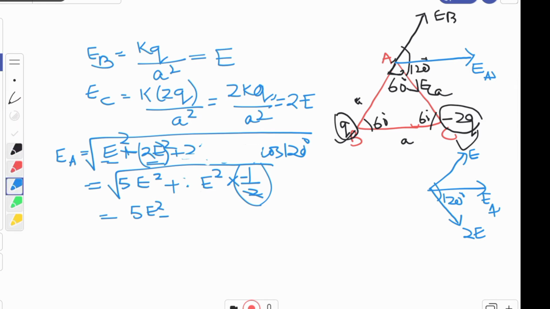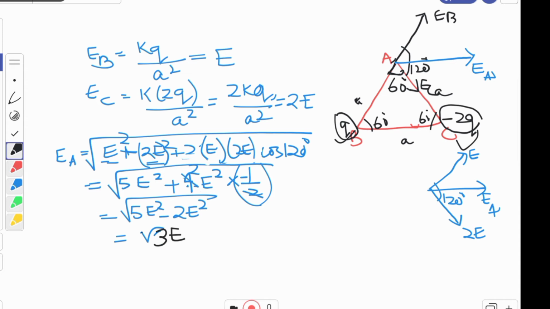Okay. So 2E into 2E, so here 4E square. So 4 gets cancelled with 2. So 5E square minus 2E square. So that is how much? 3E square. That means root 3 E. This is the value. So EA is root 3 E.